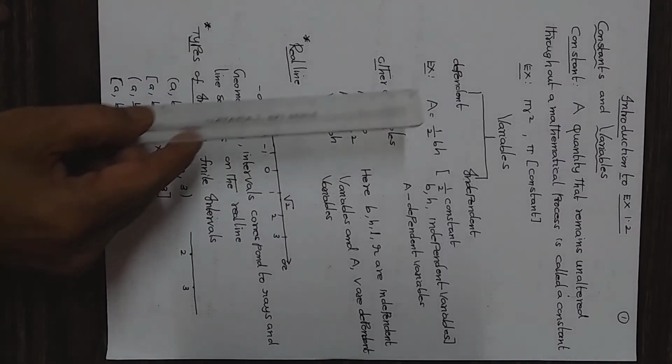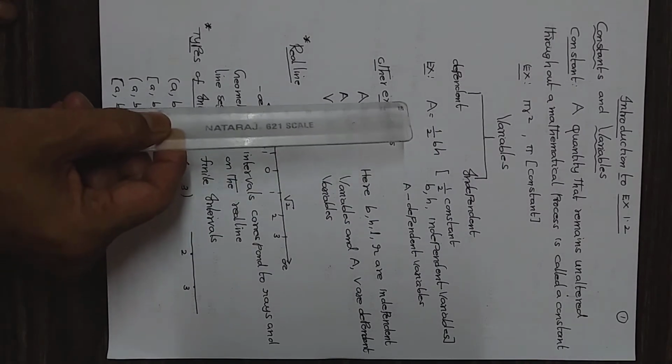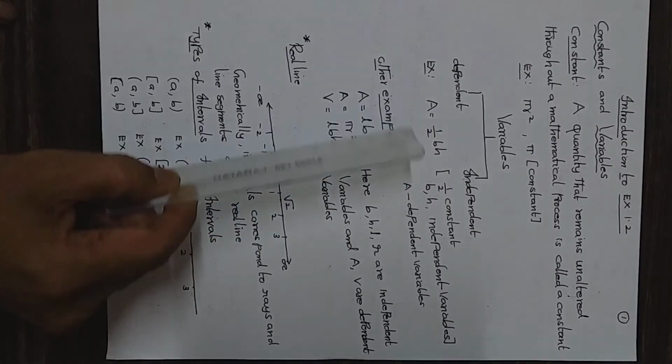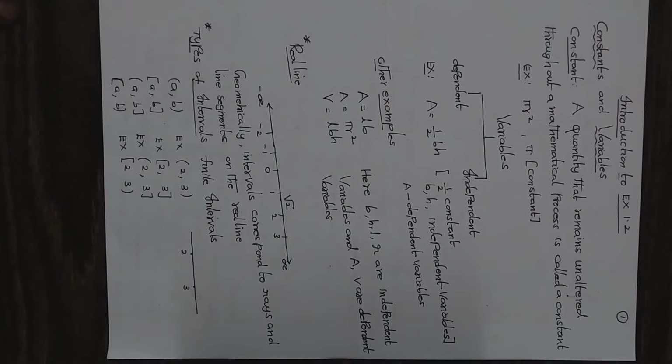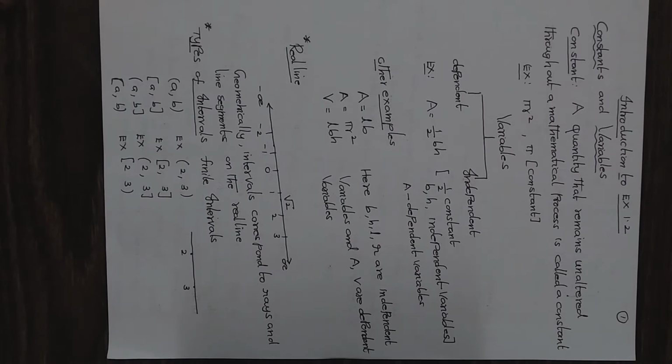Now variables, this part is very important. We have two types of variables, dependent variables and independent variables. For example, if I take A is equal to half BH, this is the famous formula used to find the area of the triangle. You might have studied it in lower classes also: half into base into height. So this half is a constant, 0.5 or 1 by 2.